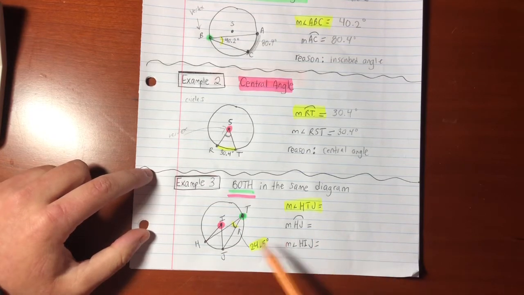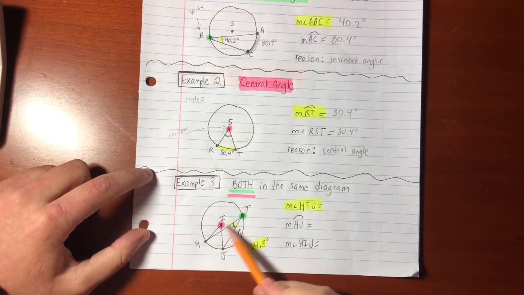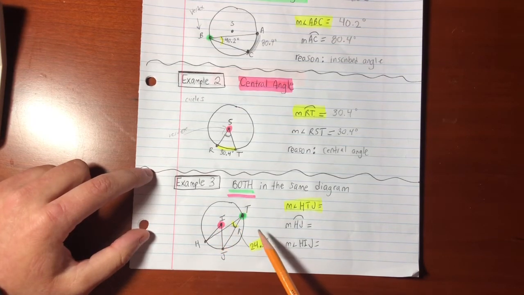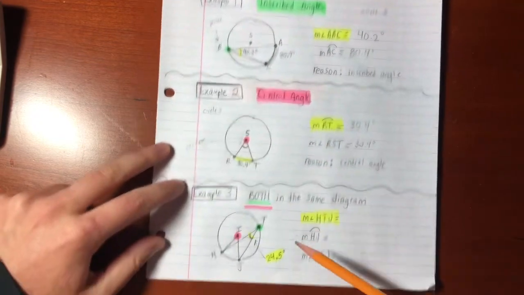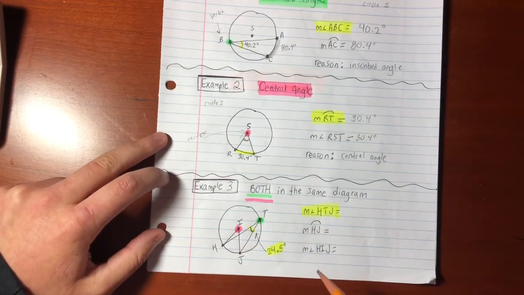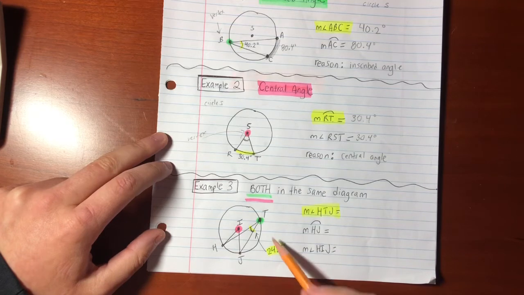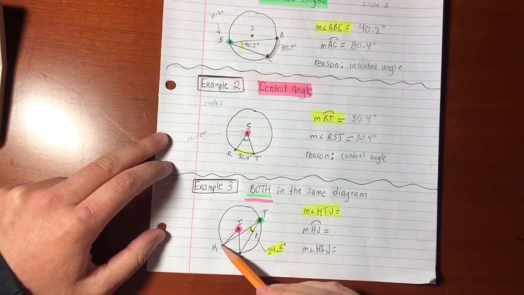Now we have to see, is this angle here part of an inscribed angle or part of a central angle? I tried matching up the colors in the diagram so you guys can see. Inscribed angle we had in green, central angle we had in pink, and I did that same color coding here too. So 24.5 degrees right here, that's part of angle HST.